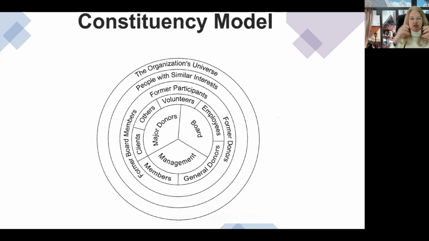And then it moves out to former board members, former participants, former donors. If you're a new nonprofit, you won't have those, but you might have something a little farther out that you could talk to. People with similar interests, then the whole organization's universe, like getting an article in the paper, who might be interested. So look at every part of your and your board members' lives. I like to have board members fill this out too.